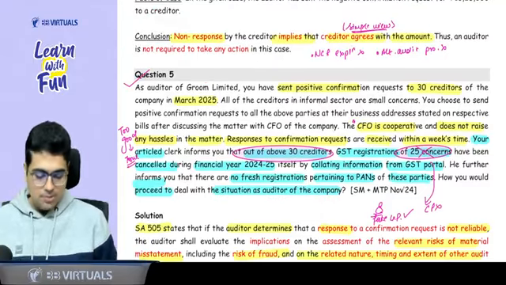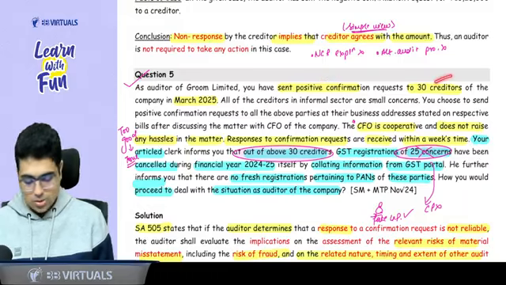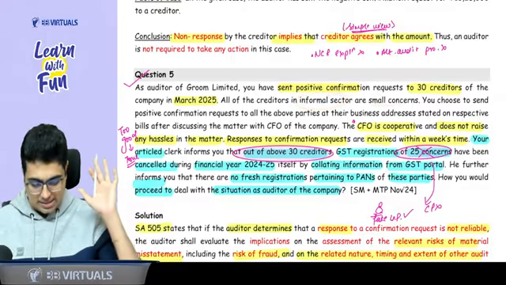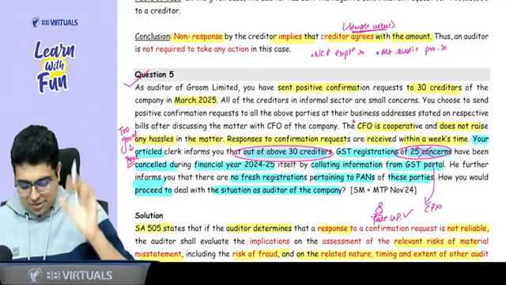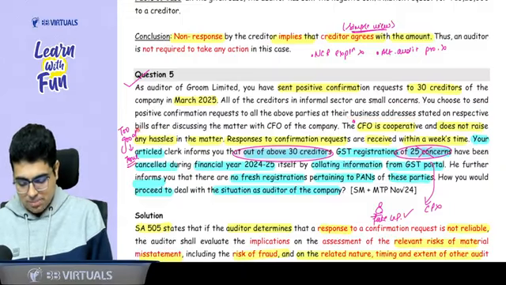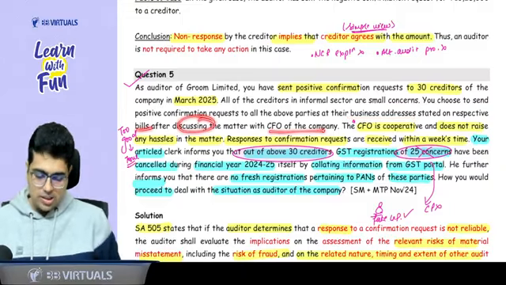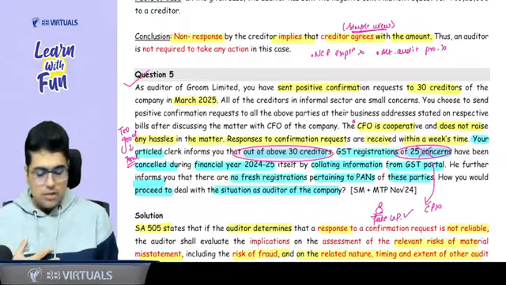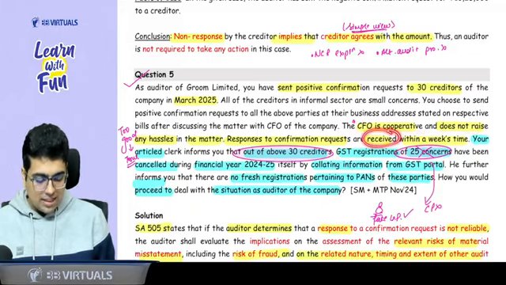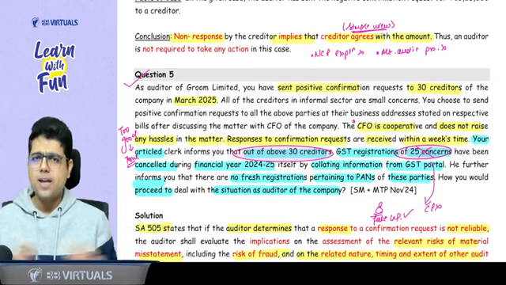As an auditor of Groom Limited, you have sent positive confirmation requests to 30 creditors in March 2025. All of these creditors in the informal sector are small concerns, small entities. You chose to send positive confirmation requests to the above parties at their business address, which was mentioned in their bills, after discussing with the CFO of the company. The CFO of the company was very cooperative. He did not raise any problems. Response to the confirmation request was received within 1 week.